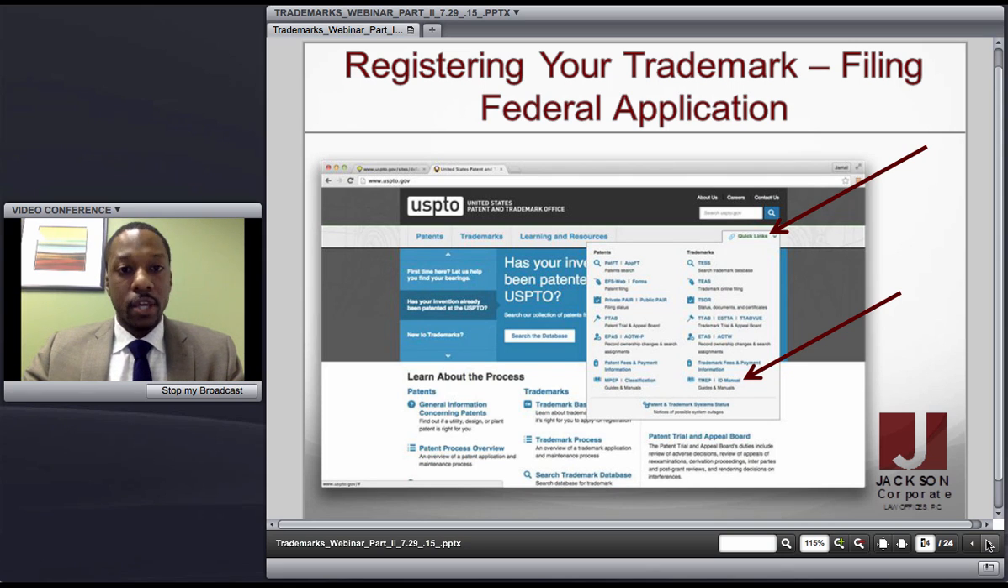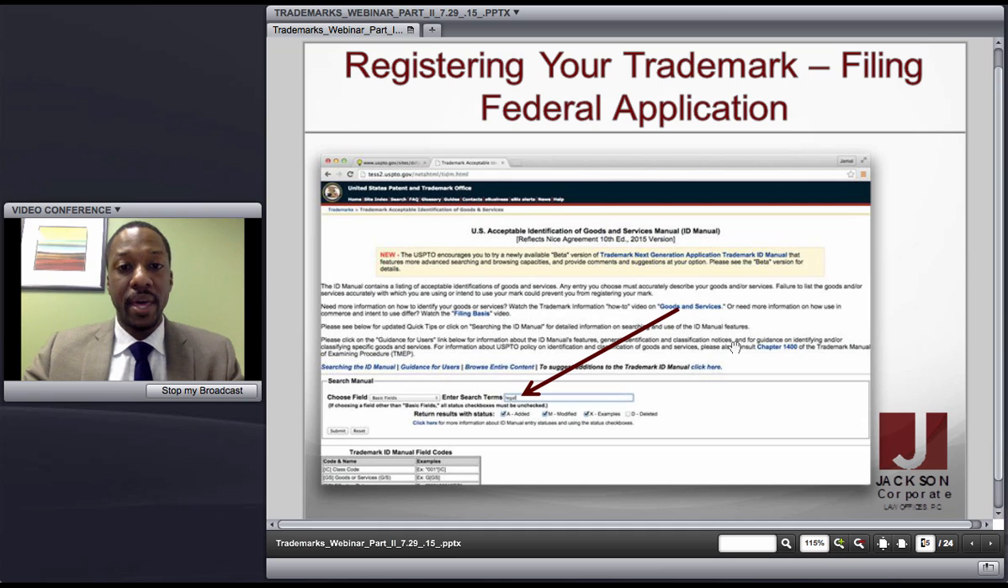So again, pull up the USPTO website, www.uspto.gov, and up here you see that there's a quick link, and this is going to show you how to search specifically for the product or service that you're putting out. So you go to quick links, and down here you see ID manual, and you click on the ID manual and it brings you to this page. Now on this page you enter your search term, and here I entered "legal," just so that we can again use our law firm as an example, if we wanted to trademark our logo and name.